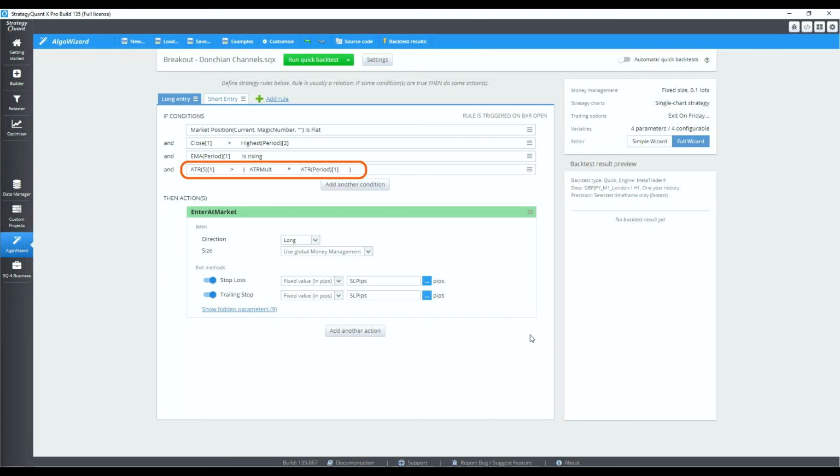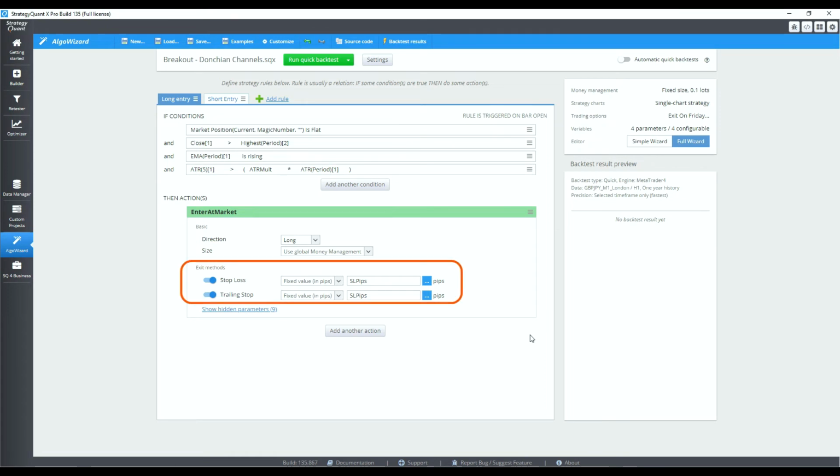And for the volatility filter, I will add a multiple to the 80-period ATR. This lets me control the strictness of the filter depending on whatever trading frequency and win rate I am targeting. The exits are in place, and now let's run our 11-year backtest.